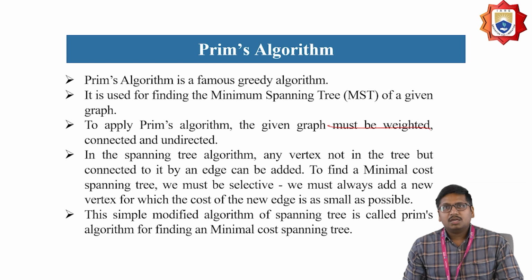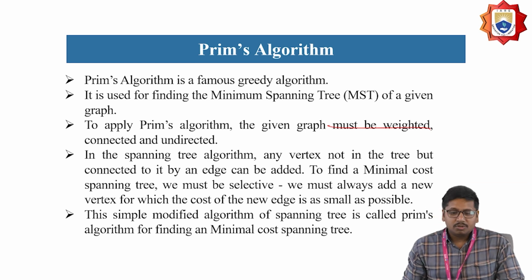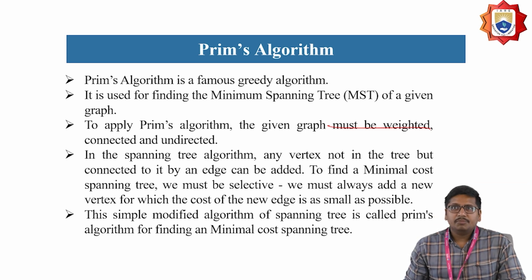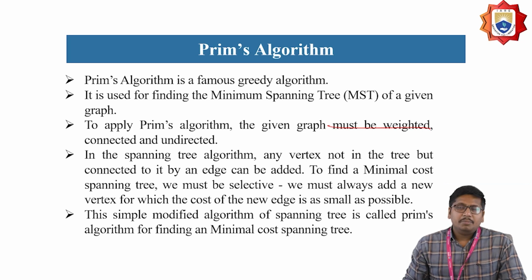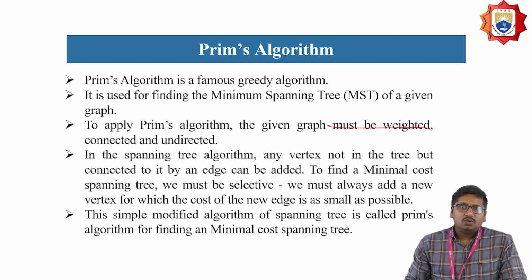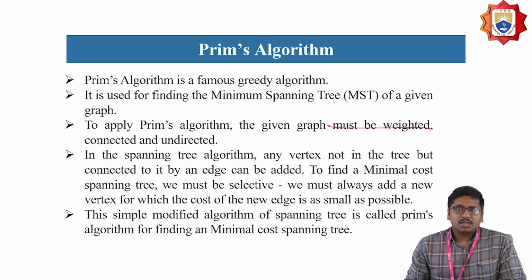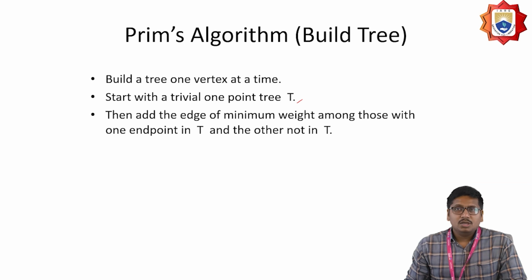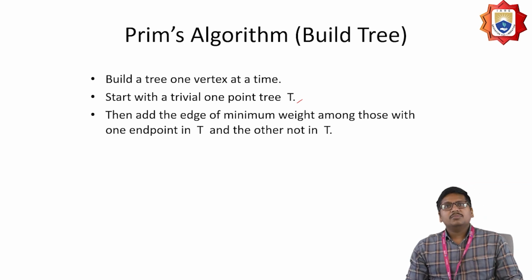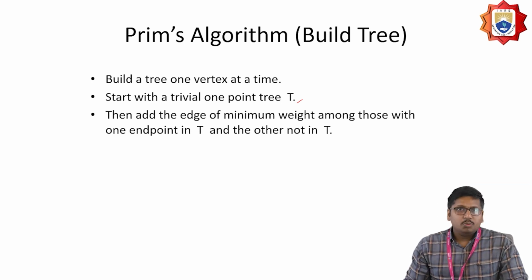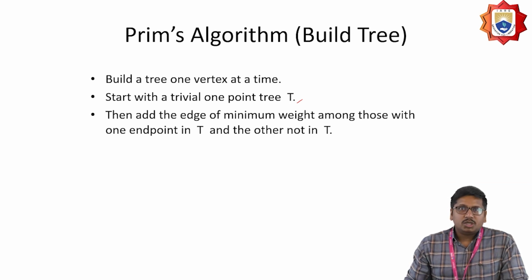So what is Prim's algorithm? Prim's algorithm also follows the greedy approach. It is used when the graph is weighted, connected and undirected only. Only then will this algorithm work. In a spanning tree algorithm, any vertex not in the tree but connected to an edge can be added. So what are the steps in Prim's algorithm? Prim's algorithm builds a tree one vertex at a time, and we can start with the trivial tree.